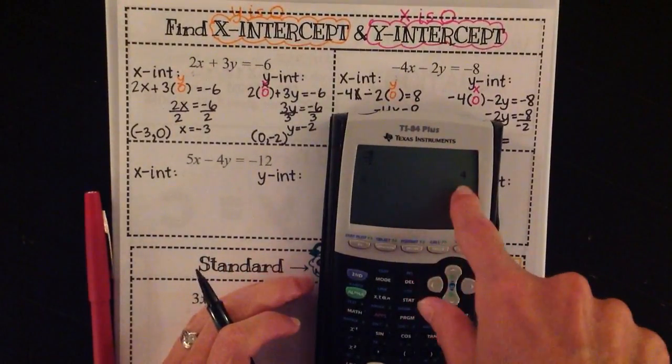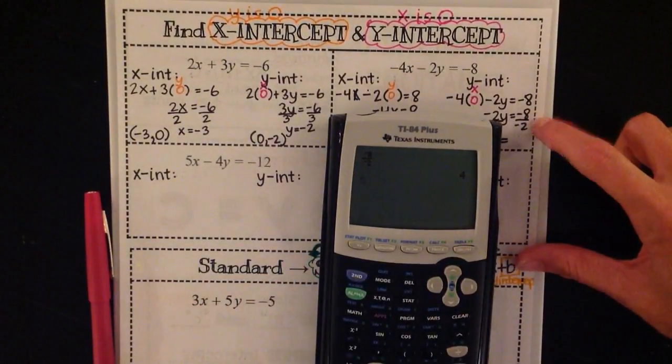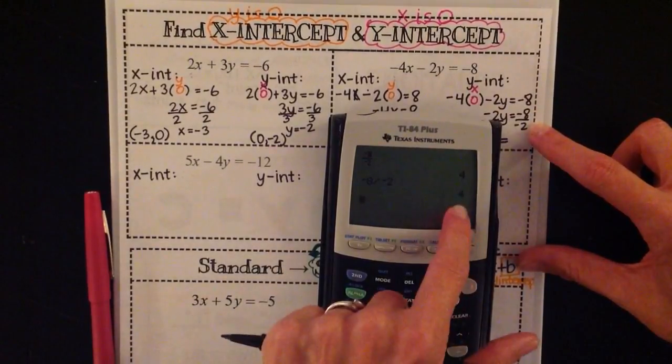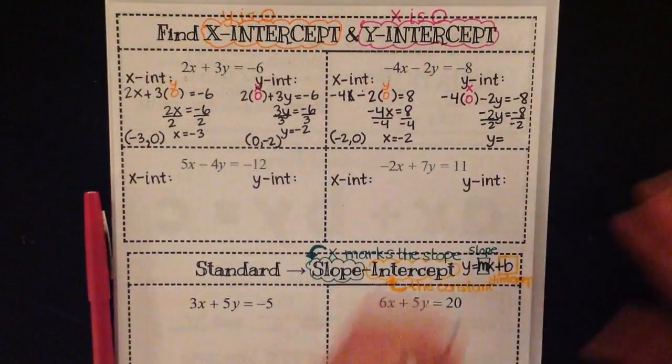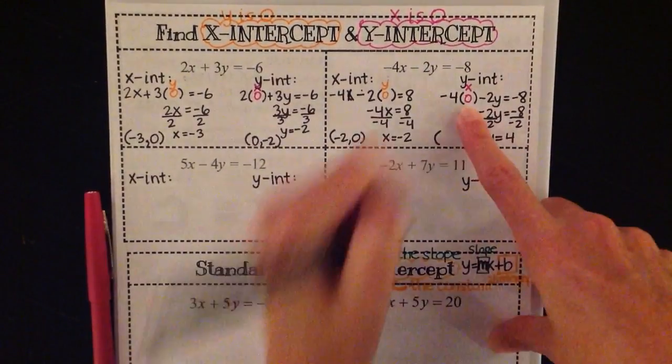It's hard to see my calculator. And I got 4, or I could type it in using division. And you always type in numerator divided by denominator. So it's negative 8 divided by negative 2, which still gives me an answer of 4. So I know that y is 4. So my y-intercept point is going to be at the point 0, 4.